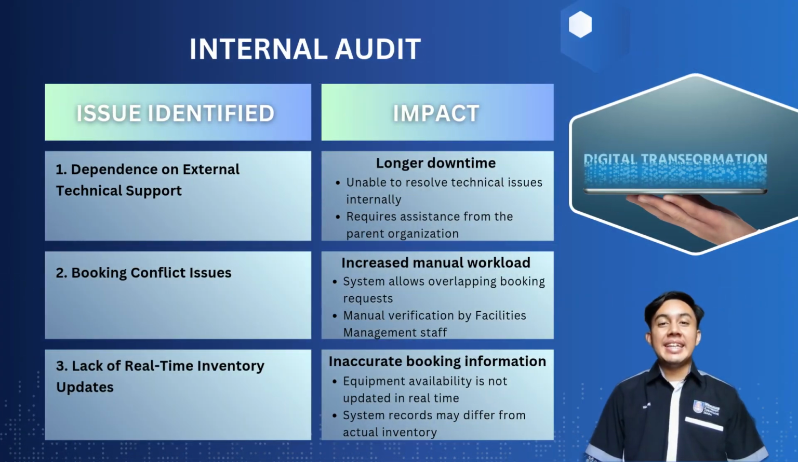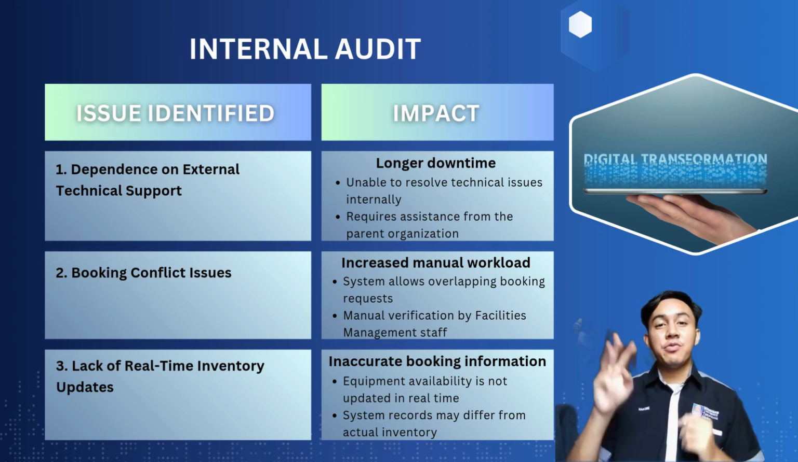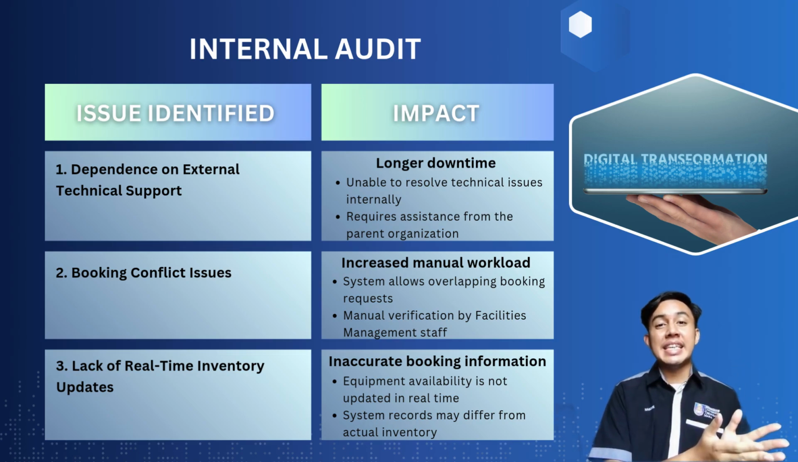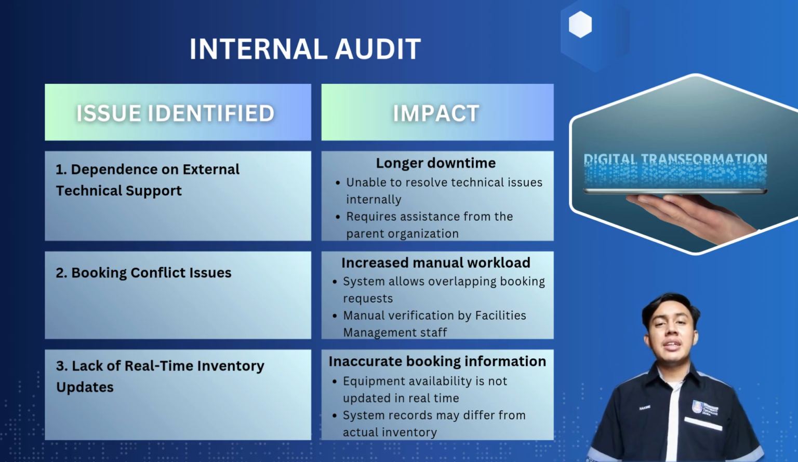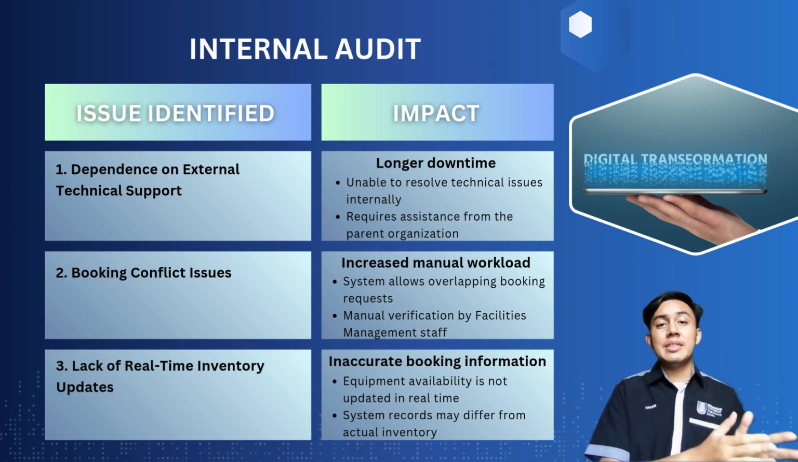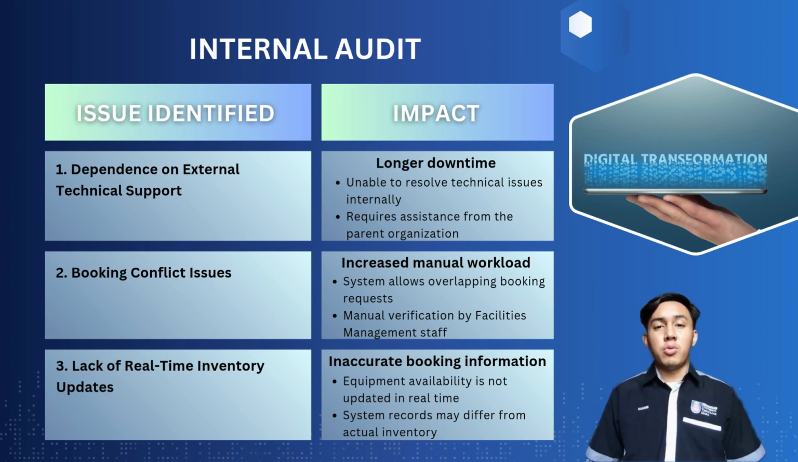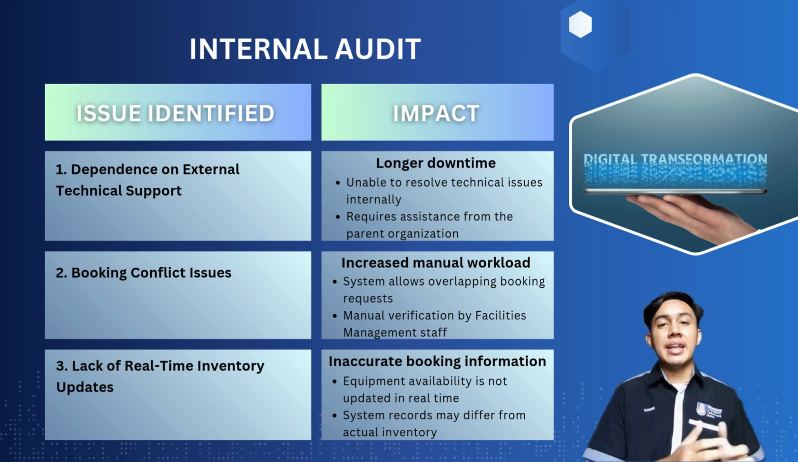Good morning everyone. This slide presents the key findings from the internal audit of the Booking System UiTM or BSU. The audit identified three major issues that affect the efficiency and reliability of the system. The first issue is the system's dependence on external technical support. When technical problems occur, the Facilities Management Division is unable to resolve them internally and must rely on assistance from the parent organization. As a result, system downtime may be prolonged, causing delays and disruption to the booking process.